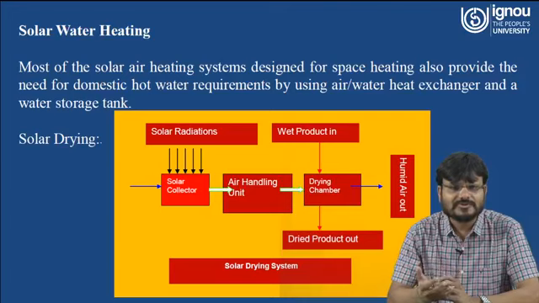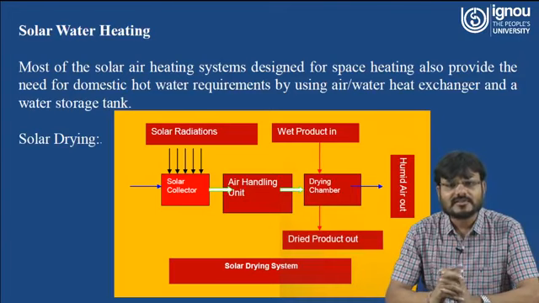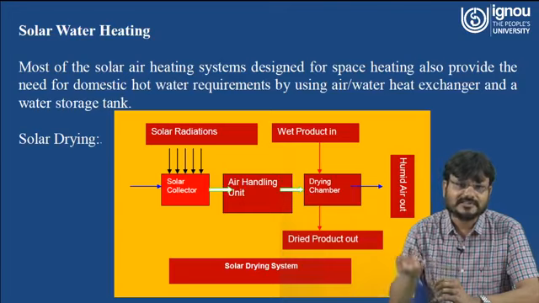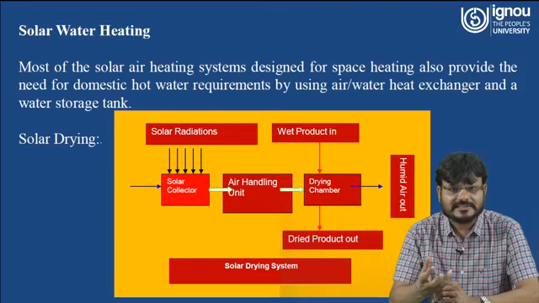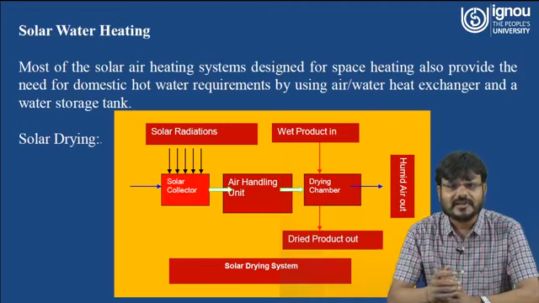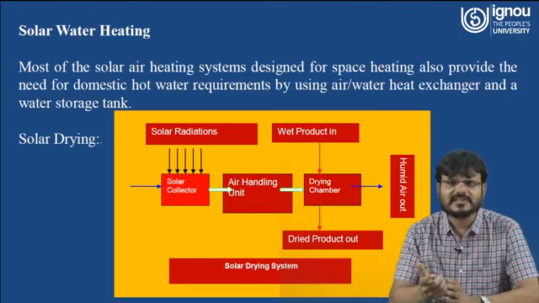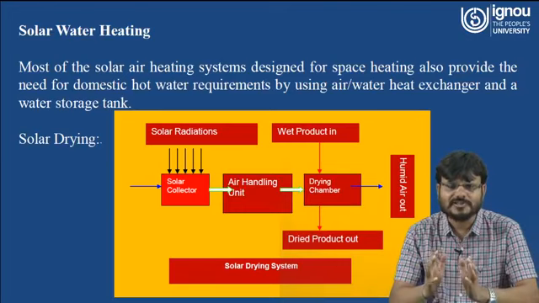How it will be used, you can understand by this particular figure. Here you can see in the first block there is a solar collector. The solar radiation comes in and is incident on the top glass, the top cover of the solar collector. This heat is absorbed by the solar collector, and now this heat will be transferred to the air handling unit, and the outlet of this air handling unit will work as an inlet of the drying chamber, where you will put the different crop that you want to dry.